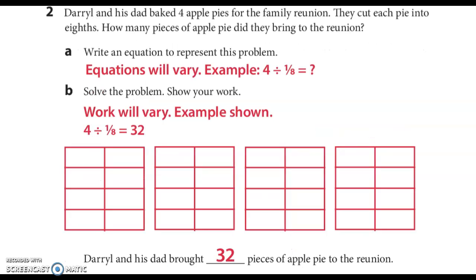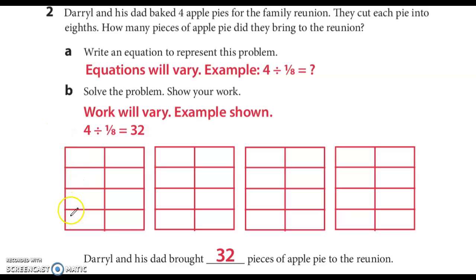Number 2, Daryl and his dad baked 4 apple pies for the family reunion. They cut each pie into eighths. How many pieces of apple pie did they bring to the reunion? So you're going to start with 4 apple pies. So you're going to take 4 and you're going to divide it into eighths because they cut each pie into eighths. So that's going to be your expression.